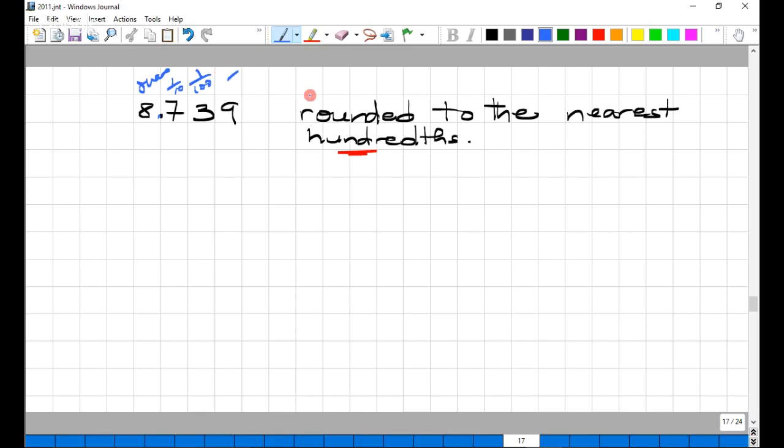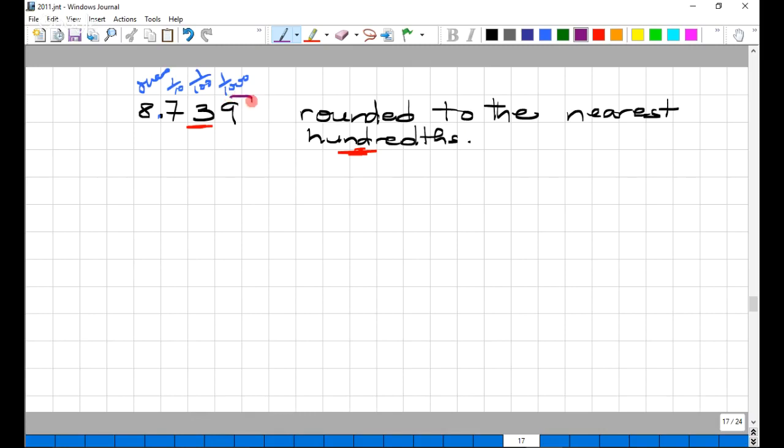Not certain why that one is not writing up there. Well, let me try this again. Okay. So we have 8 wholes, 7 tenths, 3 hundredths and 9 thousandths. So I need to round to the nearest what? Hundredths. So this is the number that I am rounding. According to the rule, what do we need to do? Look at the digit to its what?